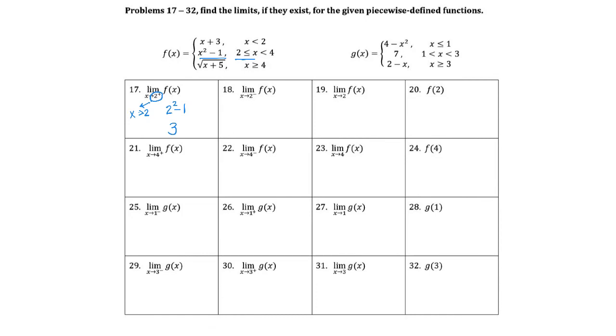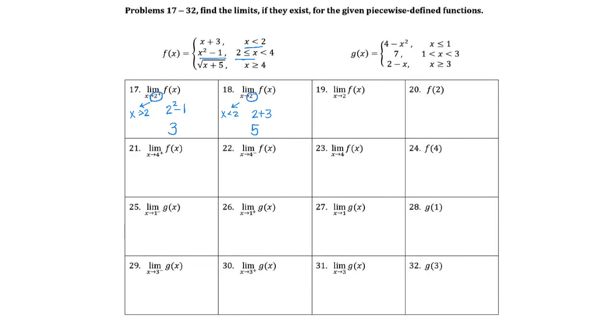Now for 18, they want the same idea, but now you're approaching from the left. So that's going to imply all the x values that are less than 2, which is going to be this top portion. And so when I substitute in, I'm going to have 2 plus 3, which is 5.